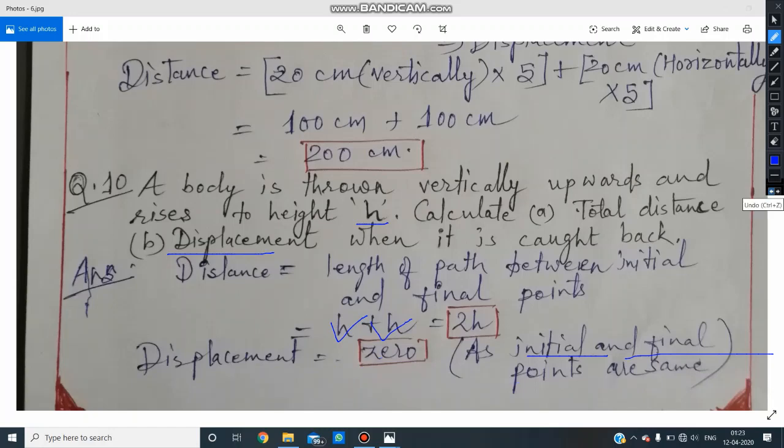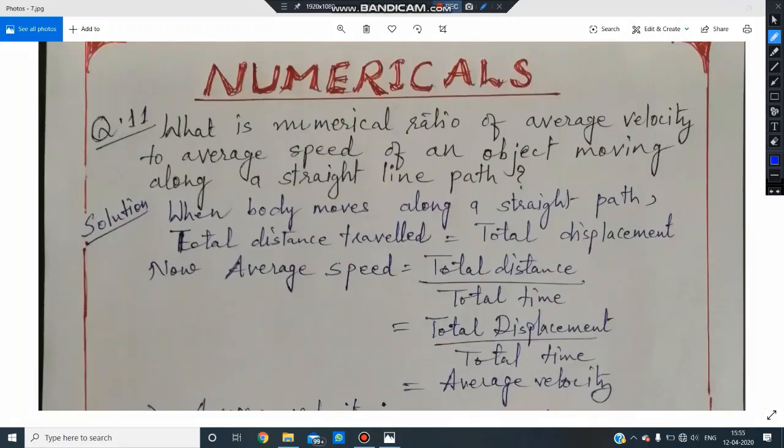These were some sample questions based on distance and displacements. I hope now you are ready for any kind of fresh question offered to you. In continuation, let's move to the next question, which asks, what is the numerical ratio of average velocity to average speed of an object moving along a straight line path?